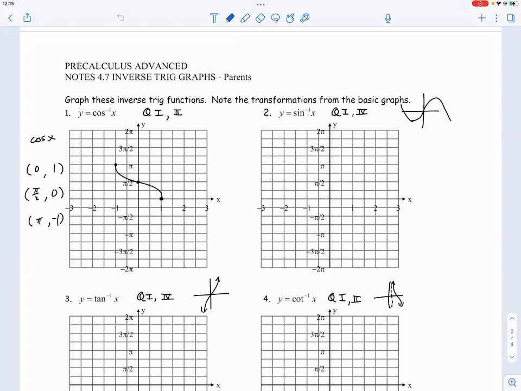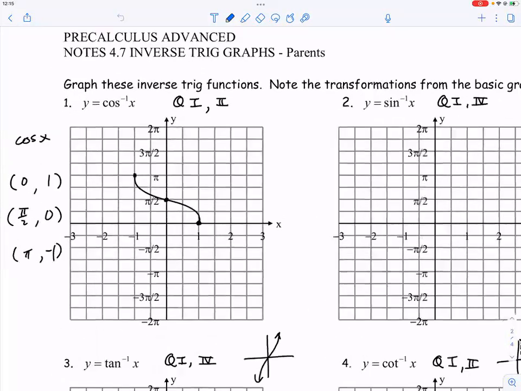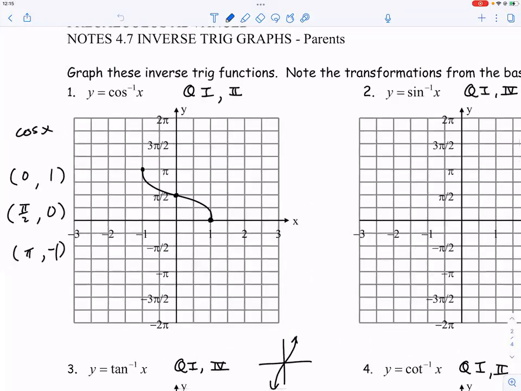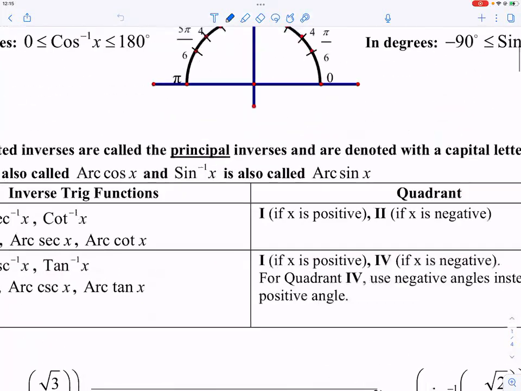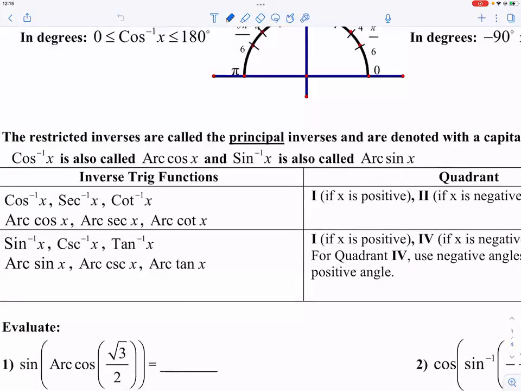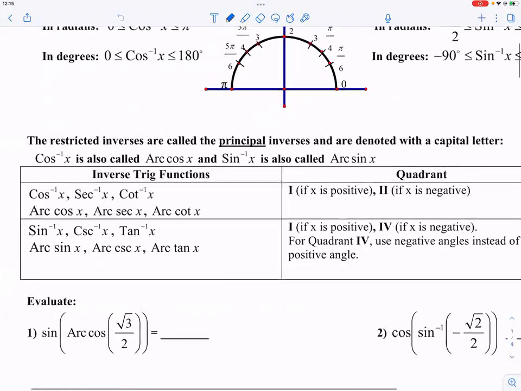So the way we will approach these is to first write down the restrictions. It's very important that you know all the restrictions. So you can take a mental picture of this table right here. So cosine, secant, cotangent, they are quadrants 1 and 2. And then all the other ones are quadrant 4.